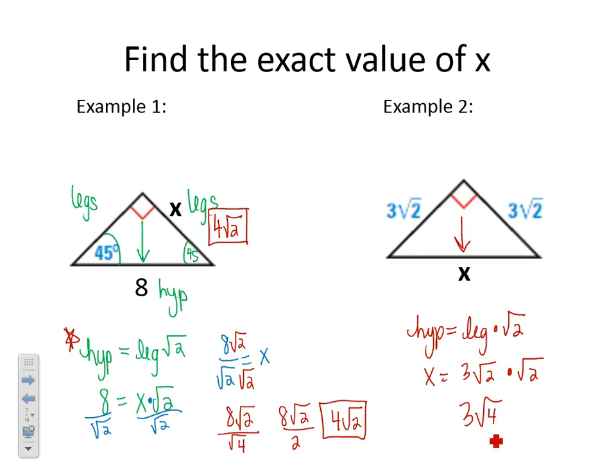2 times 2 is 4. Okay. And then what is the square root of 4? Well, that's 2. And 2 times 3 would be 6. So the hypotenuse would be equal to 6. Okay, again, we're using that general equation because we know where that came from. The hypotenuse is equal to the leg, one leg times the square root of 2.